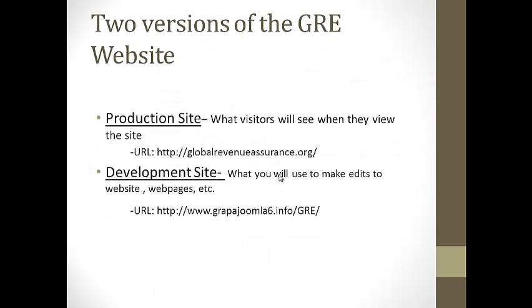There's two versions of the GRE website. There's the production site, which is what the visitors will see when they view the website. And this is the URL for that. And there's the development site, which is what we use to make our edits to the websites and web pages. And here's the URL for that.